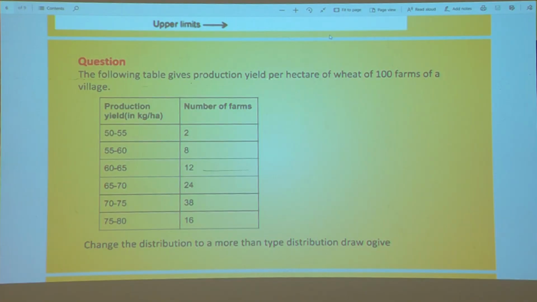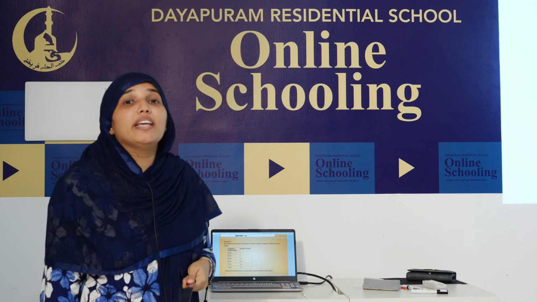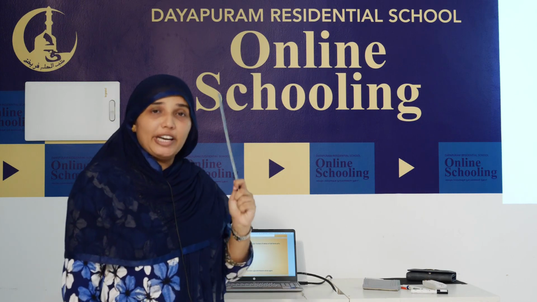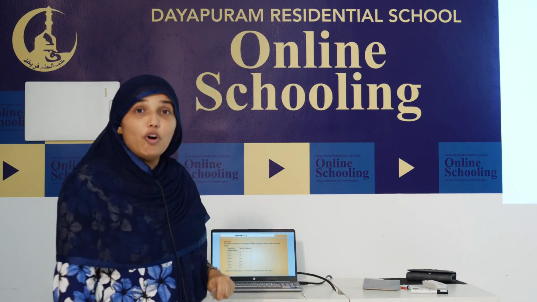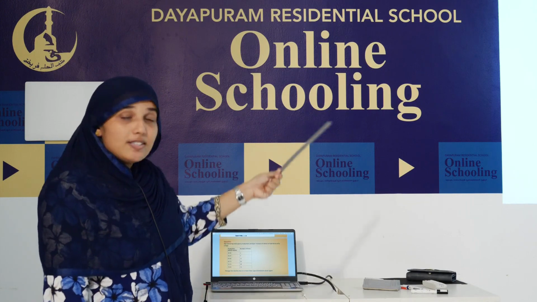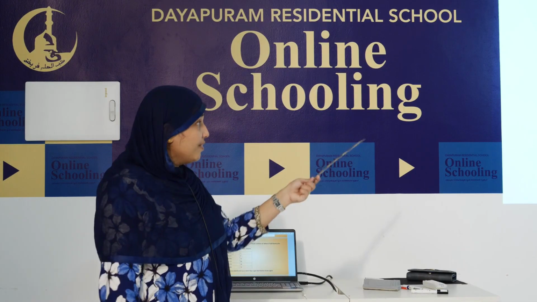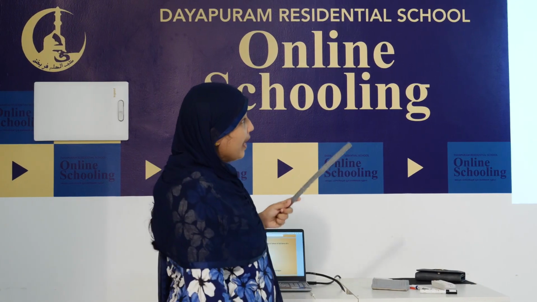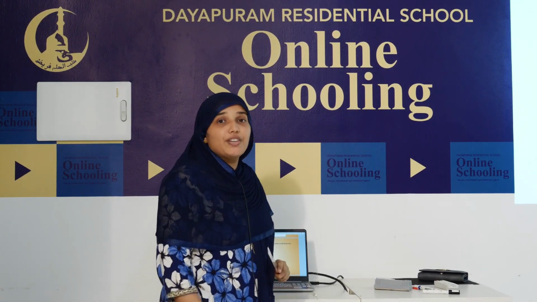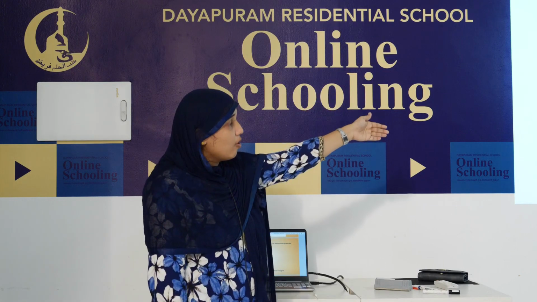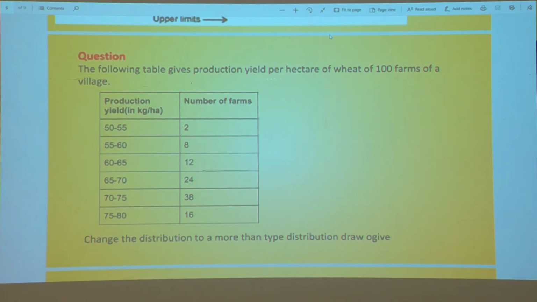In a more than type ogive, we consider only the lower limits and the corresponding cumulative frequency. So we want to form a new column with these lower limits. We know that for the first class 50 to 55, 50 is the lower limit of the first class. Similarly, 55 is the lower limit of the second class and 60 is the lower limit of the third class. So let's form a column with these lower limits.